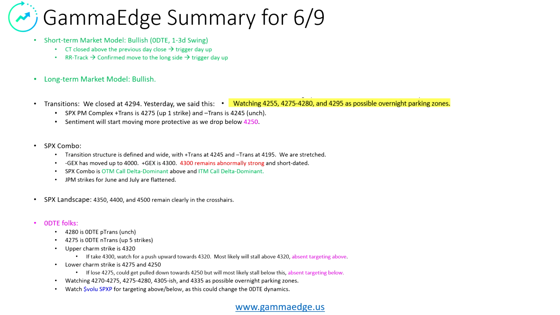The SPX landscape view shows that 4350, 4400, and 4500 are clearly in the crosshairs of the market, and if you can pick up some flies, some broken wings up there for relatively cheap, I would certainly think about doing so. For the 0DTE folks, 4280 is P-Trans, 4275 is N-Trans. That's moved up 5 strikes.